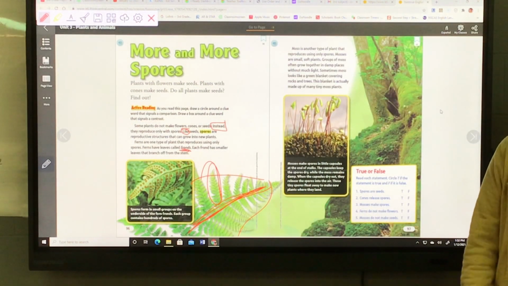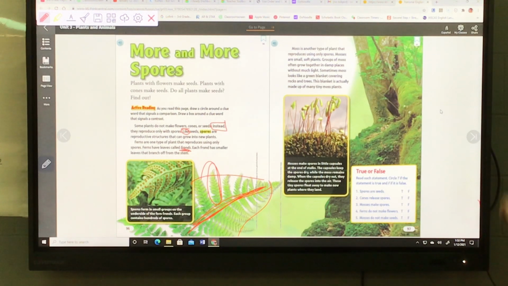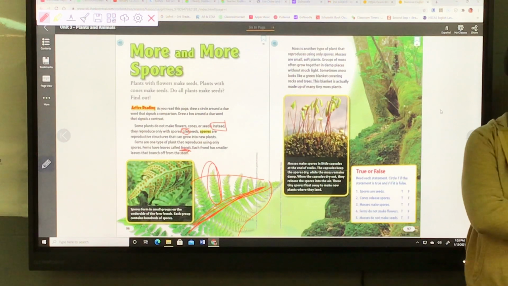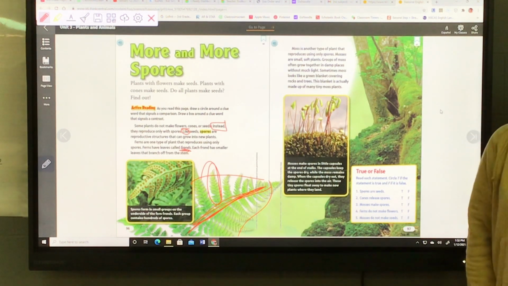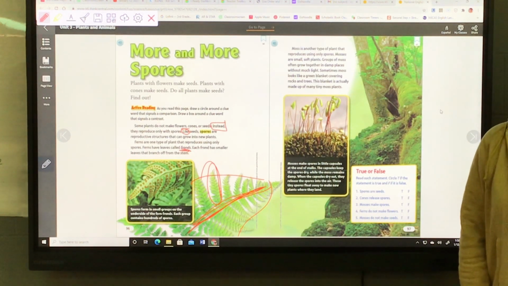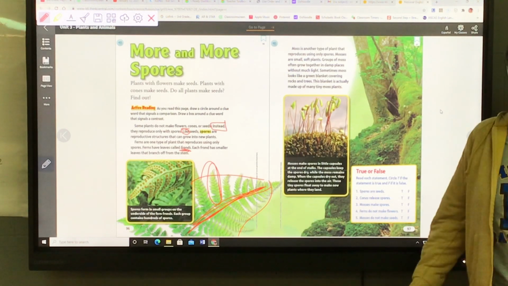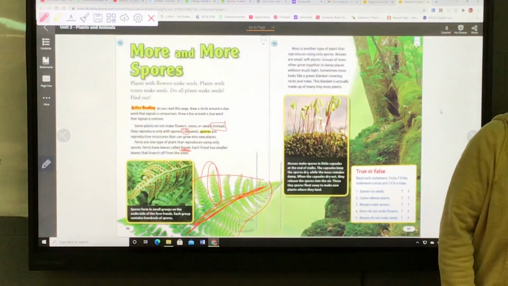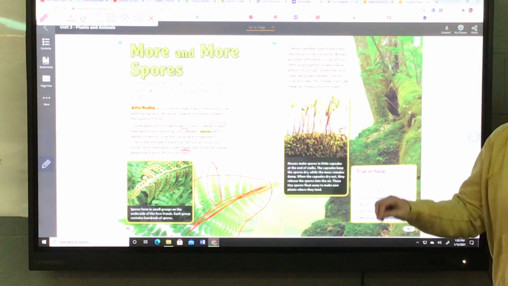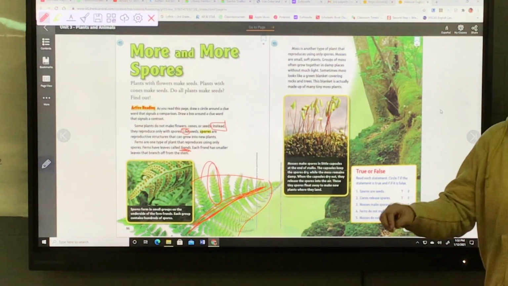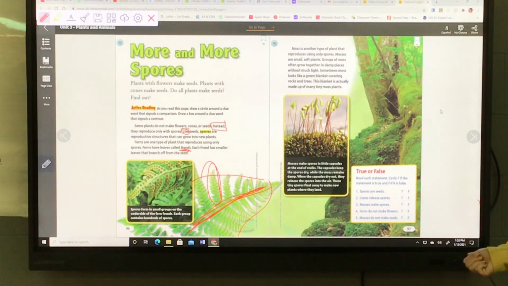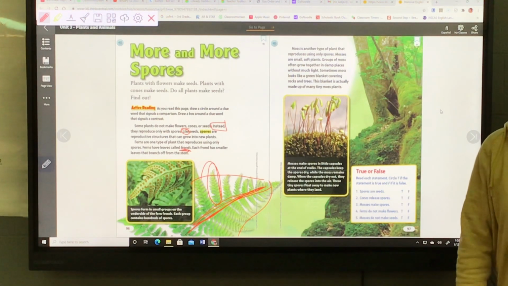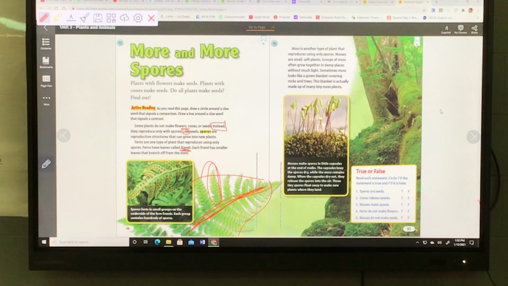Spores are seeds. Are they? Kind of, but not really. Is a seed another name for a spore? No. Or are they different? They're kind of different. So how do we need to answer that one? False. Spores are seeds. True or false? False. I would agree. I think that's false.